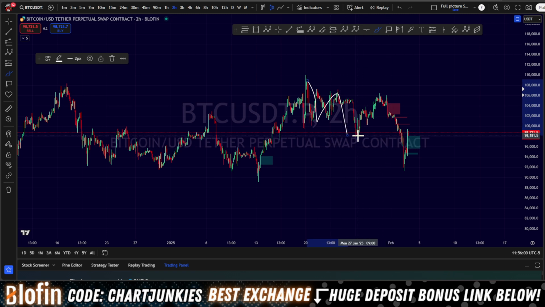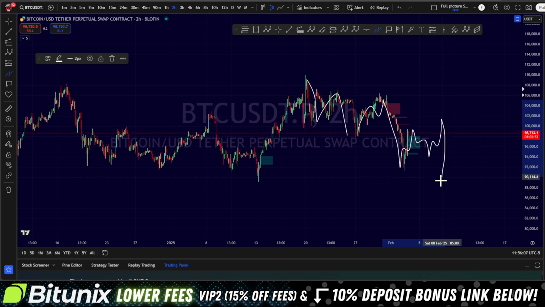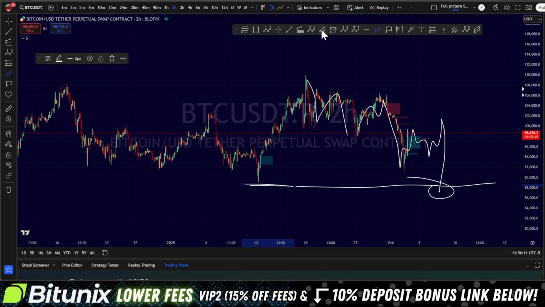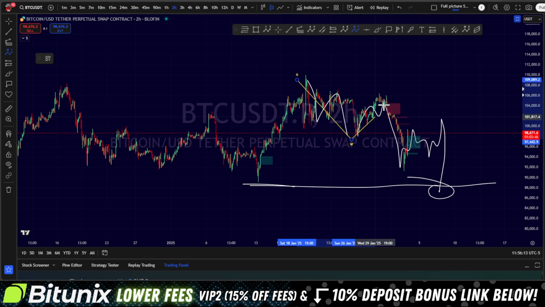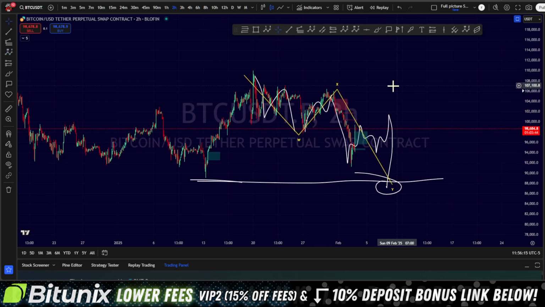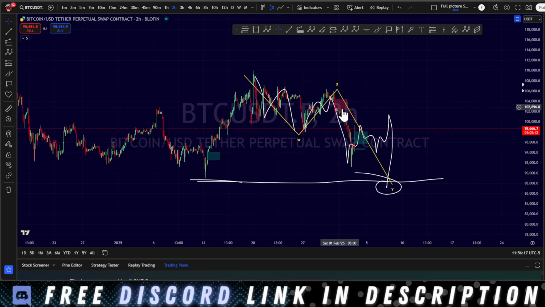Looking to put in a WXY, so another correction here. Impulse, maybe. If you see something like this, I would be expecting another hit to the lows here, right? Maybe even sweep this again, and putting in simply a W, X, Y pattern. Still a zigzag, but just a double correction instead of it being a correction finished.